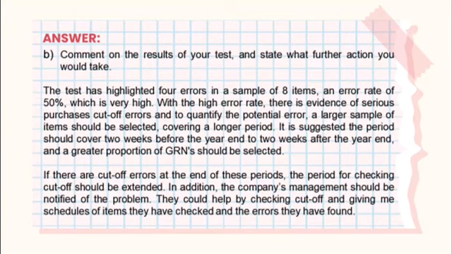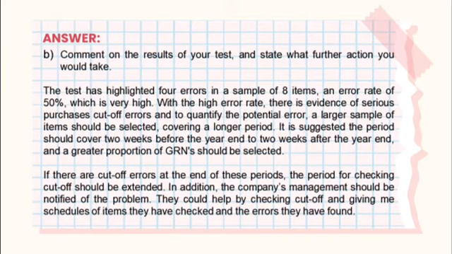For question B, they need us to comment on the result of the test and state what further action we would take. The test has highlighted 4 errors in a sample of 8 items, an error rate of 50%, which is very high. With the high error rate, there is evidence of serious purchases cut-off errors. To quantify the potential error, a larger sample of items should be selected covering a longer period. It is suggested the period should cover 2 weeks before the year end to 2 weeks after the year end, and a greater proportion of GRNs should be selected.